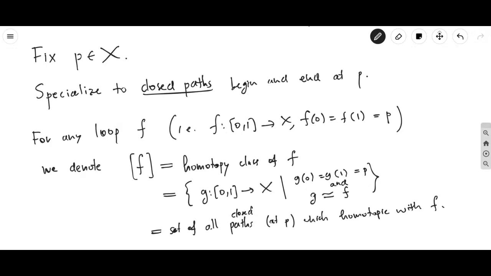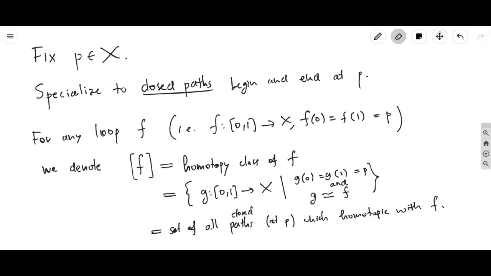So that's what that is. This is what we call the homotopy class. This is quite common notation in mathematics. Whenever you have a particular type of object and you want to treat other objects as similar to that object, when you put square brackets around that object, you then indicate the collection of all objects that are equivalent to it. So here equivalence is homotopy, path homotopy equivalence.